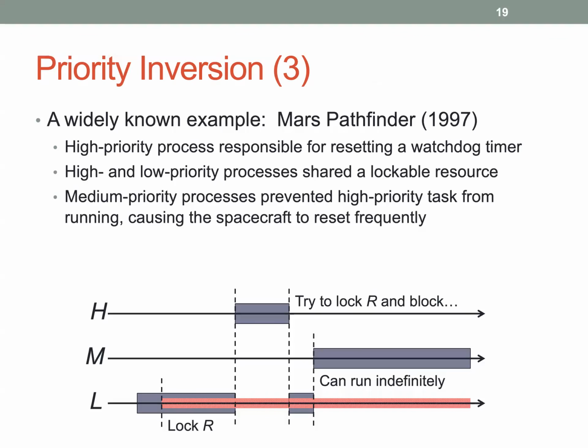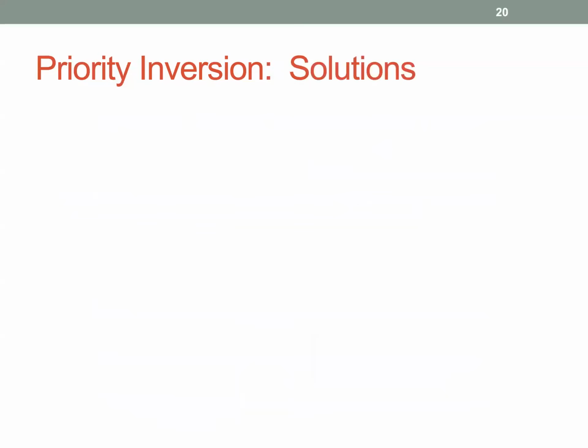So you reset the watchdog timer and you keep resetting it so that it doesn't ever hit 0. Well, if it hits 0, the hardware is going to assume that the software has frozen, and so it'll reset the system. And so that's what the Pathfinder's high priority process was supposed to do, and it didn't. And so the thing kept resetting, and it was really irritating.